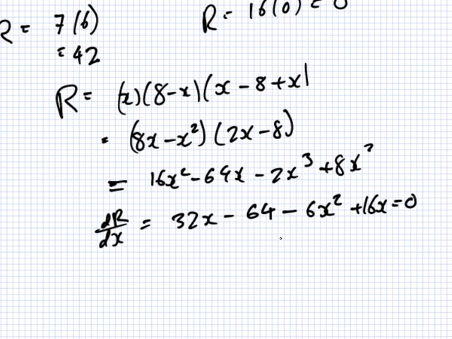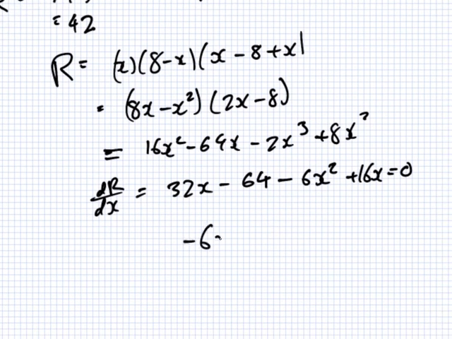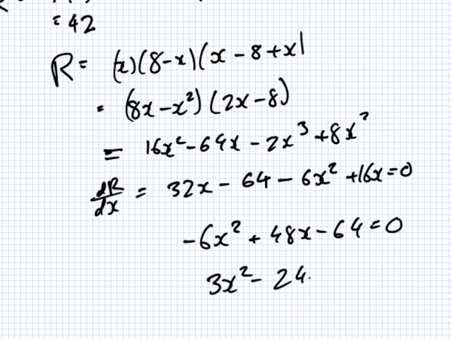You can divide by 2. I just put that in the calculator: minus 6x squared plus 48x minus 64 equals 0. Is that what you got? I'll divide by minus 2: 3x squared minus 24x plus 32 equals 0.